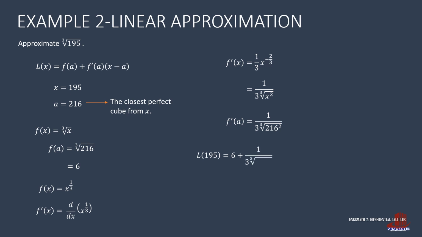Using the linearization formula, we get the approximate cube root of 195 as 6 plus 1/3 times the cube root of 216 squared times 195 minus 216. Have this simplified as 6 plus 1/3 times 36 multiplied by negative 21, which can be reduced to 5.8056. Compare this with the exact cube root of 195, which is 5.7989. This is close to the approximate cube root.